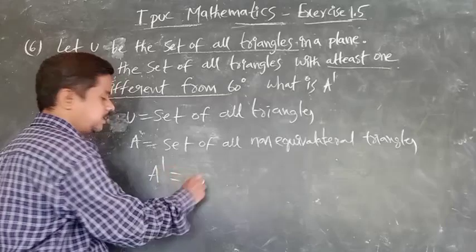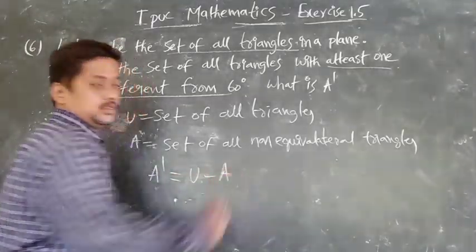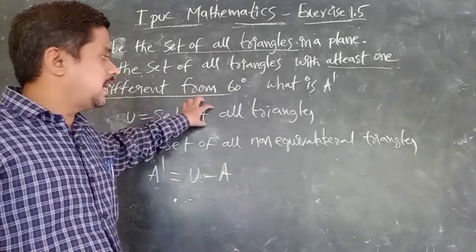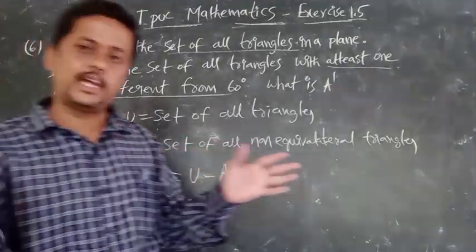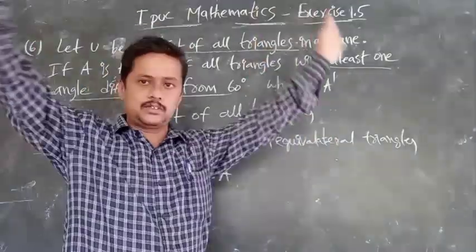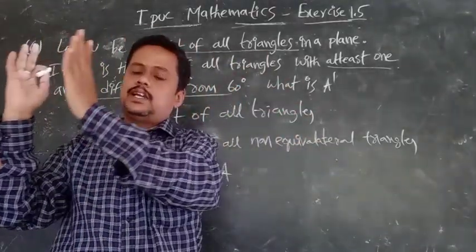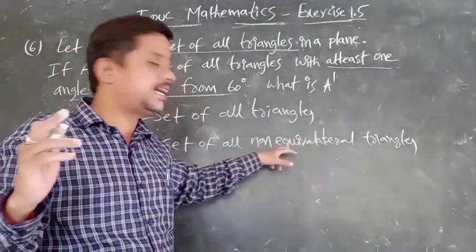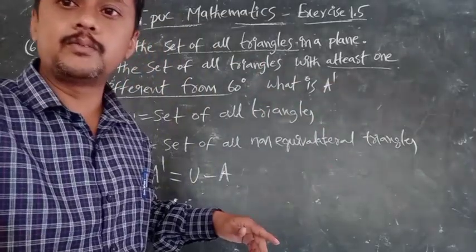A dash, what is the formula? A dash is the formula U minus A. U minus A. Okay. So from the set of all triangles, we removed all the non-equilateral triangles. So we are removing from that one. Scalene triangles, isosceles triangles, these are all non-equilateral triangles, so scalene and isosceles we removed.